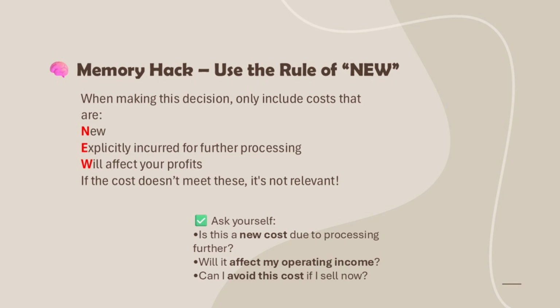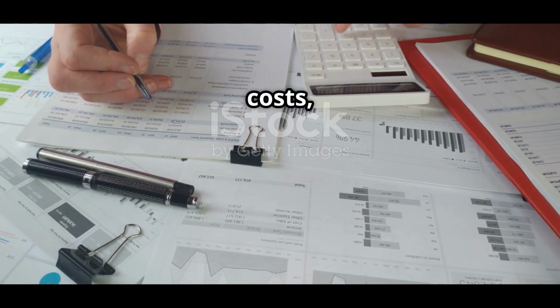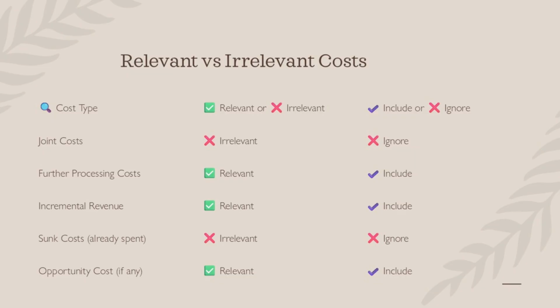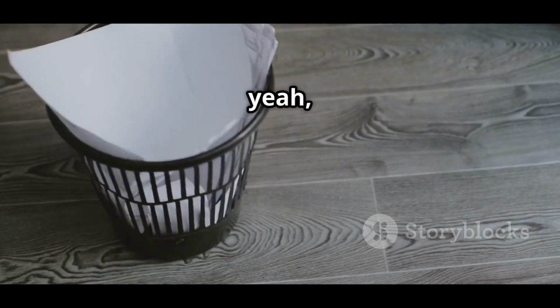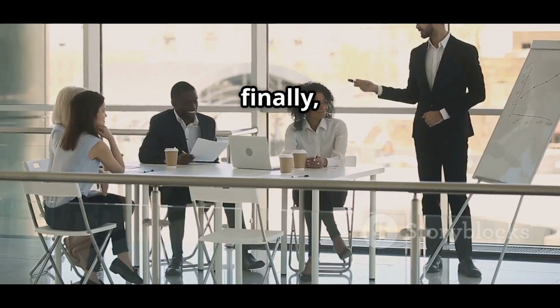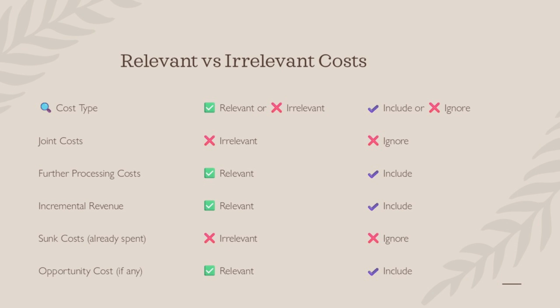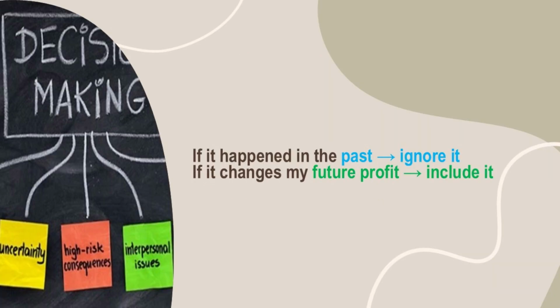So, let's break this down, shall we? When you're looking at costs, joint costs are actually irrelevant, so you can just ignore them. But further processing costs are relevant, so you should definitely include those. Incremental revenue? Yep, that's relevant too, so make sure to include it. Sunk costs, which are already spent, are irrelevant, so ignore those as well. And finally, opportunity cost, if there is any, is relevant and should be included. Here's a bonus tip. If something happened in the past, just ignore it. But if it changes your future profit, you should definitely include it.